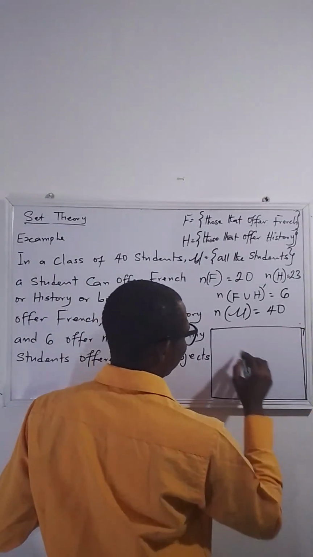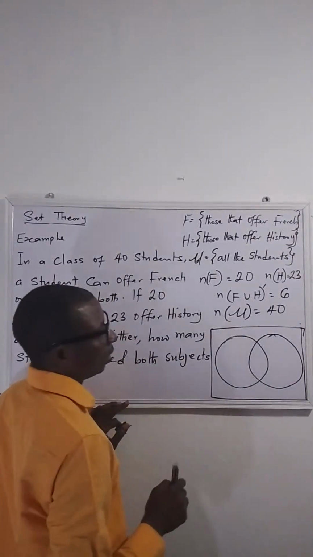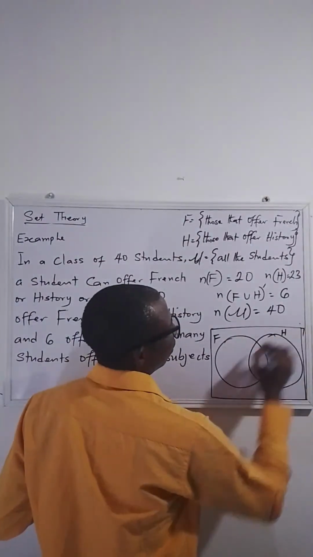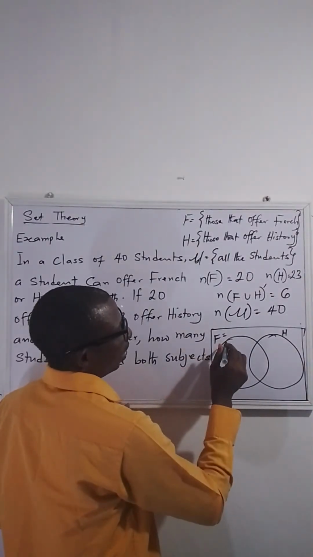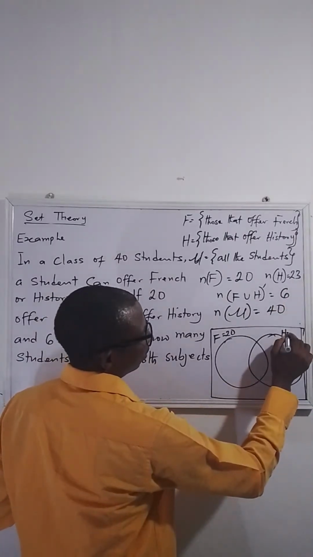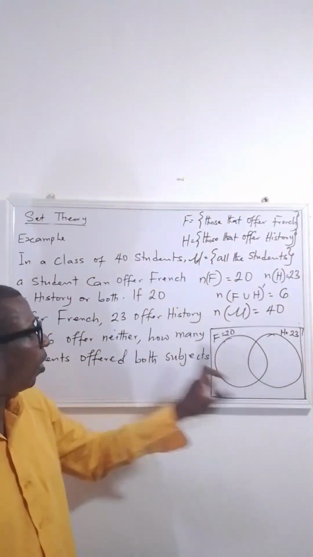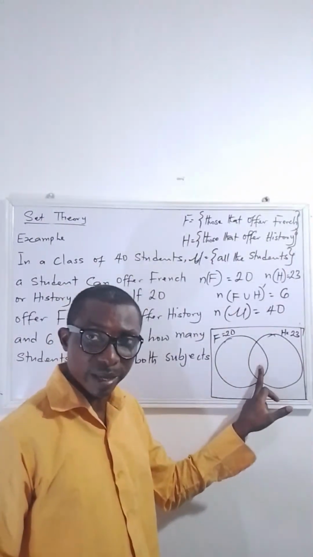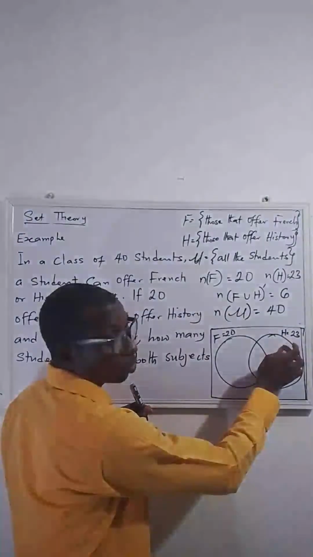So we have 2 subsets, the set of those that offer French and the set of those that offer history. Let's say this circle is for French, and this circle is for history. The total number of those that offer French is 20, and the total number of those that offer history is 23. Now, the number of those that offer both subjects, that is what we are looking for. Those that offer both subjects will be here.